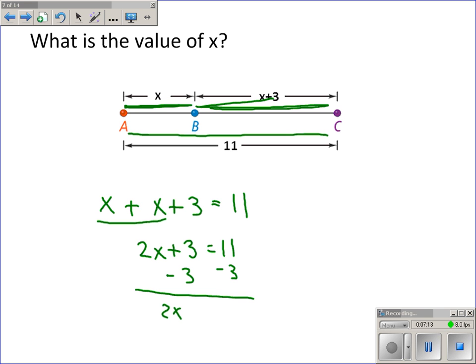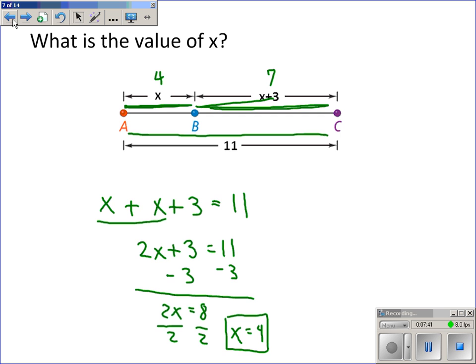And 2x is equal to 8. And the way I get rid of a multiply by 2 is by dividing by 2. And x must be equal to 4. And if I just plug that in just to check, 4 plus 3 is 7. 4 plus 7 is equal to 11. So that must be the correct answer. Okay?